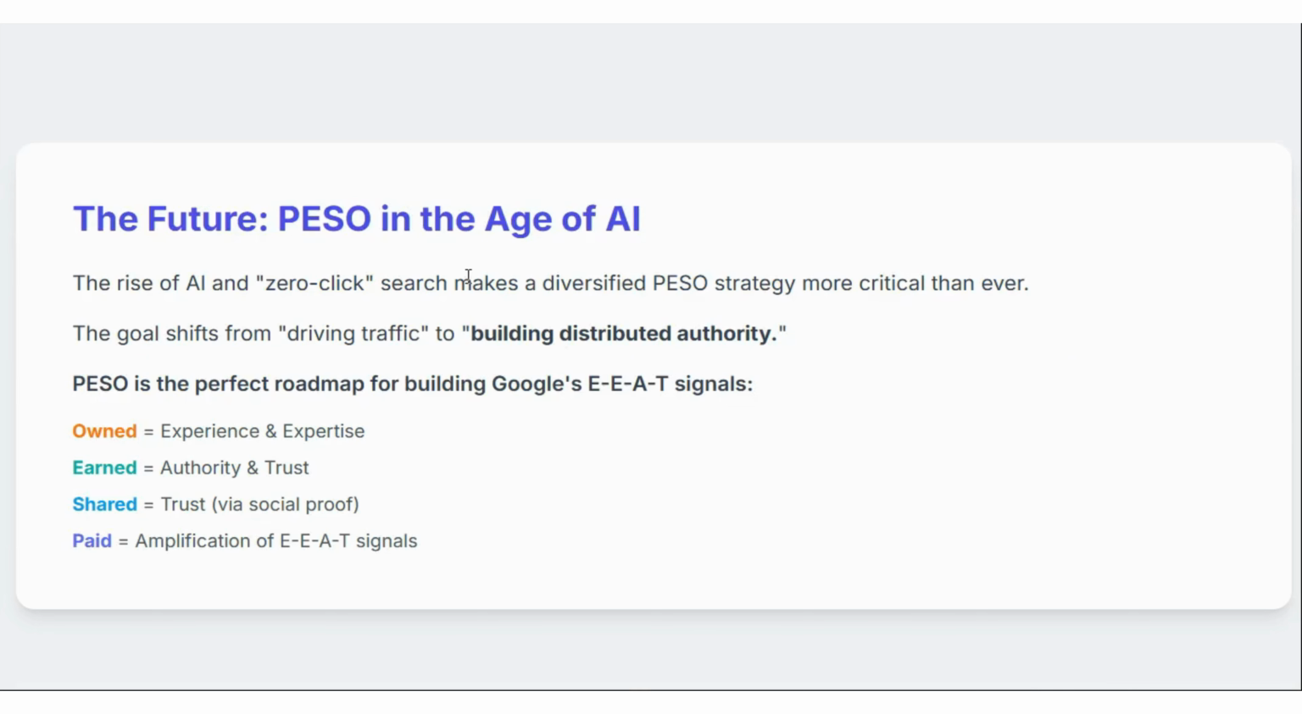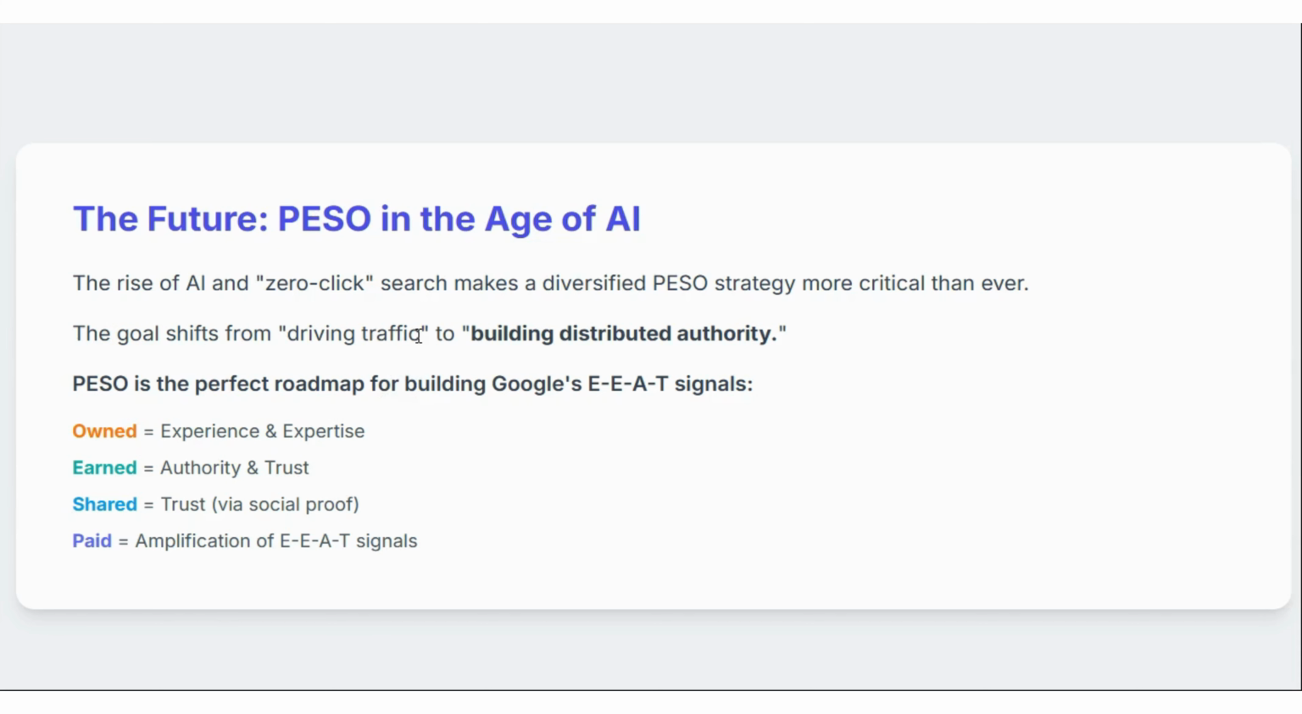And let's talk a little about the future. Maybe some PR specialists are worried about the age of AI, but there's always some way to use it to your benefit. We are in the zero-click search era where everyone is asking AI their questions, but there are strategies to progress in this area as well. I will put the link to that video about how to do AI optimization and be the first answer that AI gives. But here, a diversified PESO strategy is more critical than ever.